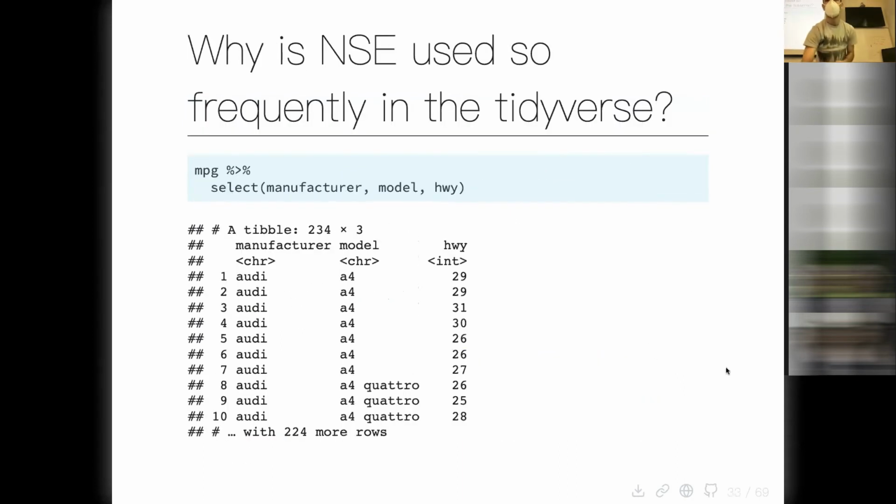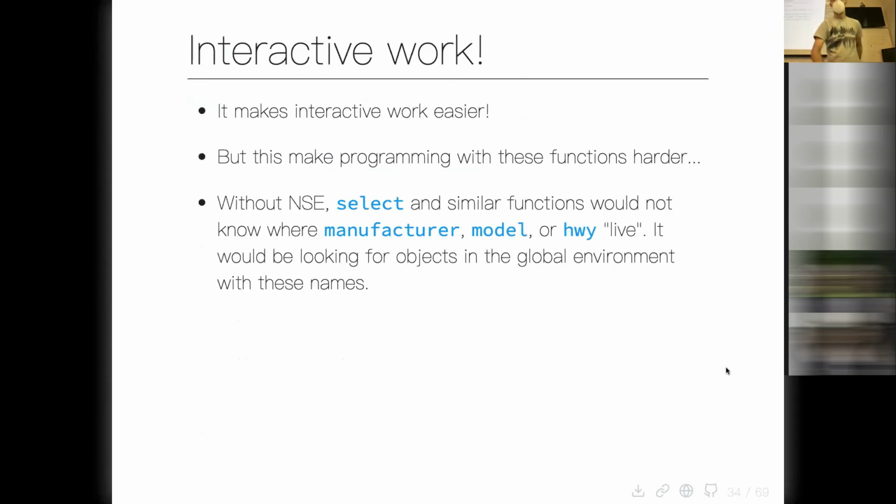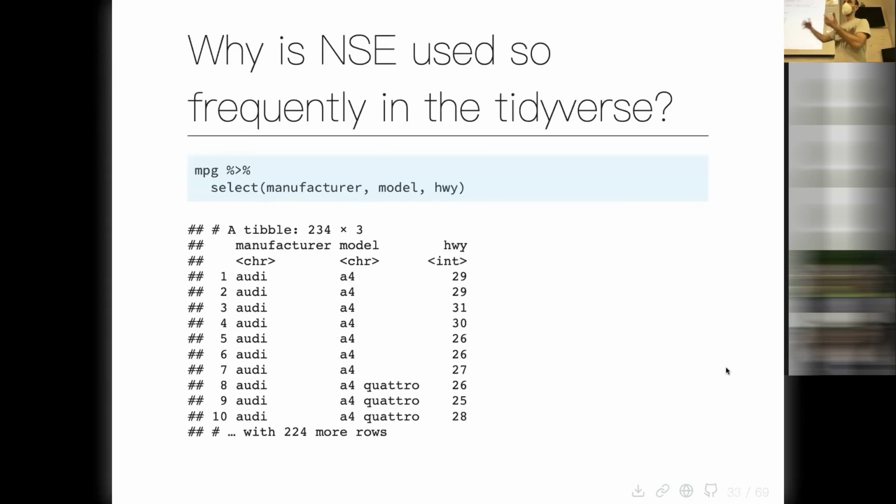Okay, so why is a big question here, right? Why is non-standard evaluation used so frequently in the tidyverse? And why don't we just use quotes? The main reason is because it makes interactive work much easier, okay? So if you're never having to worry about quotes, you can feed it quotes and it will still work. So you can give it bare symbols or quotes, and for manufacturer, model, and highway, either way, it's going to work. And so it makes interactive work much, much easier.